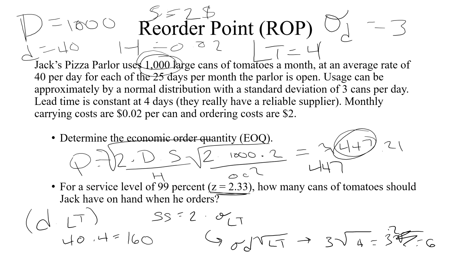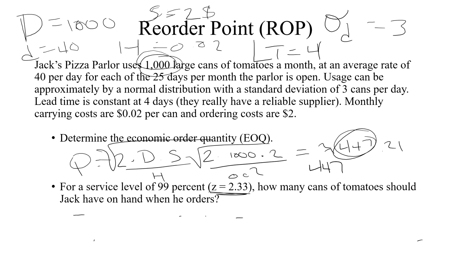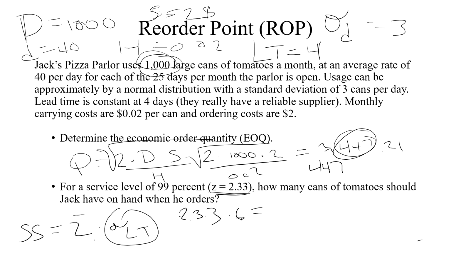So now what we can go ahead and do, I'm going to erase this real fast, just so there's some more room. Okay, so now what we can go ahead and do is plug things in for our SS, which is going to be Z times the square root of LT. So Z was given, it's 2.33. We just found this to be 6, and that's going to give us 13.98 cans.